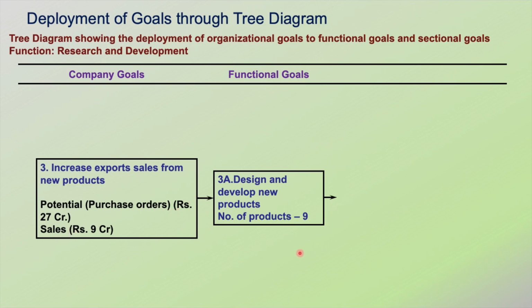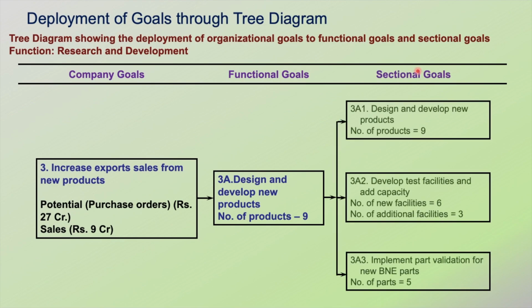How is this deployed to the next level or sections? Here, these are all the sectional goals. The 3A is divided into 3A, design and develop new products, number of new products 9. You see this goal and this goal are the same. Sometimes in a tree diagram, the functional goal may become equal to the sectional goal. In other words, the sections are sharing the functional goal.